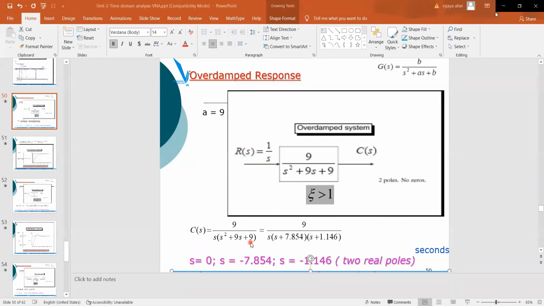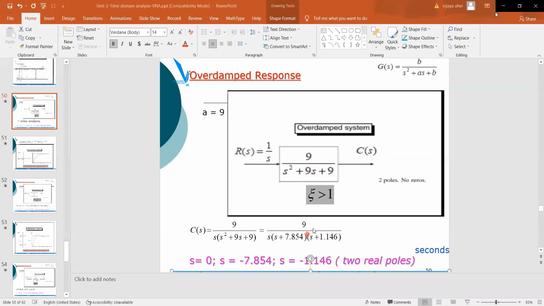That is given in front of you, but you have to solve it. मी डायरेक्टली दिलंय मुलांना, पण तुम्हाला माहिती पाहिजे कसं काढायचे रूट्स. That I am not going to explain here. Okay, that is a prerequisite. So the roots for this equation, 1 by S as it is, 9 constant as it is I have taken. Roots for this S square plus 9S plus 9 are S plus 7.854. Second bracket, second root S plus 1.146. Okay.